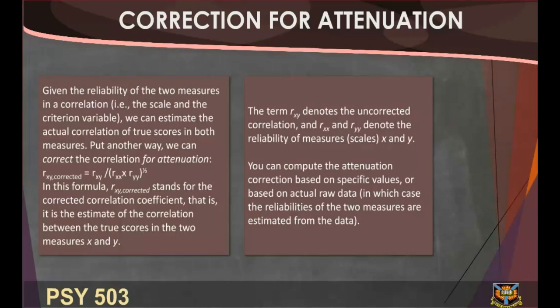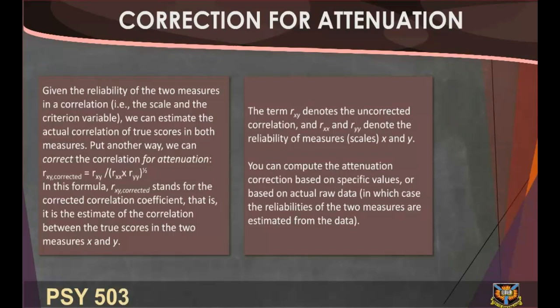Given the reliability of the two measures in a correlation, that is, the scale and the criterion variable, we can estimate the actual correlation of true scores in both measures. Put another way, we can correct the correlation for attenuation.